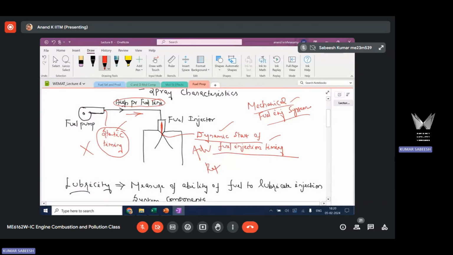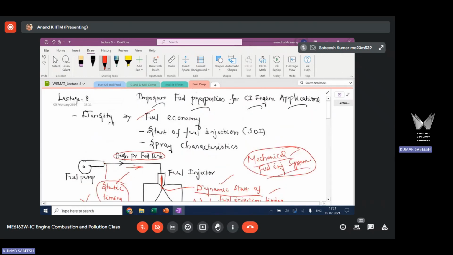So you may have an advanced or retarded dynamic fuel injection timing based on the density variation, because it affects the velocity at which the fuel travels in the high pressure line. Meaning, for the same static timing, the dynamic timing could be different based on variations in the fuel density. This is the effect of fuel density on the injection timing, which is applicable for the mechanical system. And this is not relevant for the electronic system, as I said, because we actuate needle lift externally by energizing the solenoid.